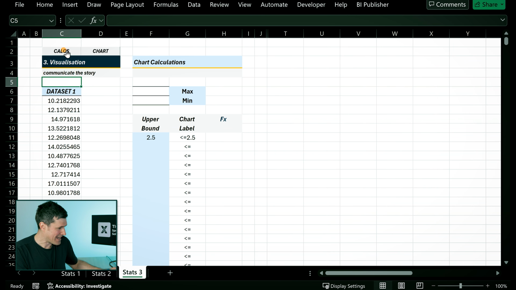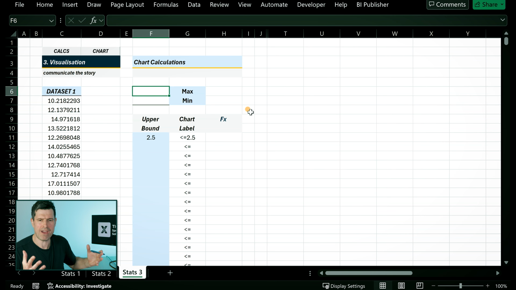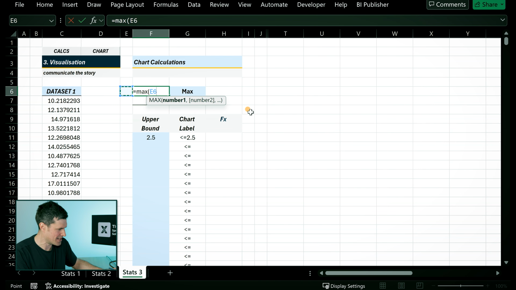So how to get started? You need this kind of setup. Firstly, we need to know what's the range we're working with, the max and the min. I'm going to go ahead and put these formally in.